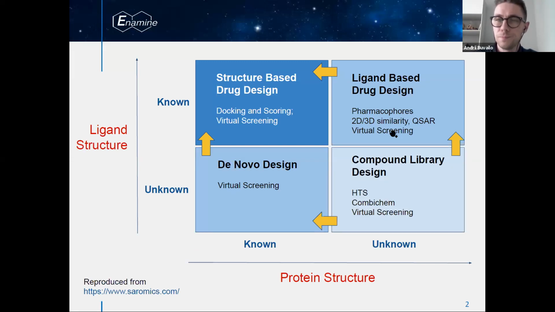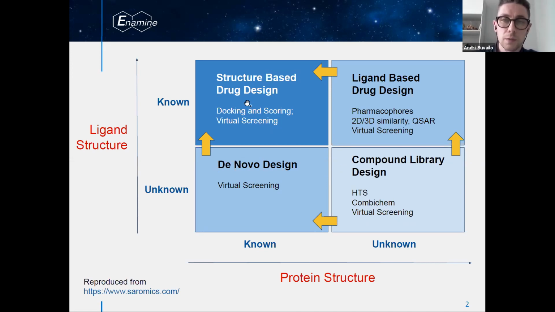In general, computational hit discovery has been around for several decades now, and there is a plethora of strategies depending on what is known, whether the ligand structure or protein structure is known or unknown. The approach to hit discovery is different in each case.